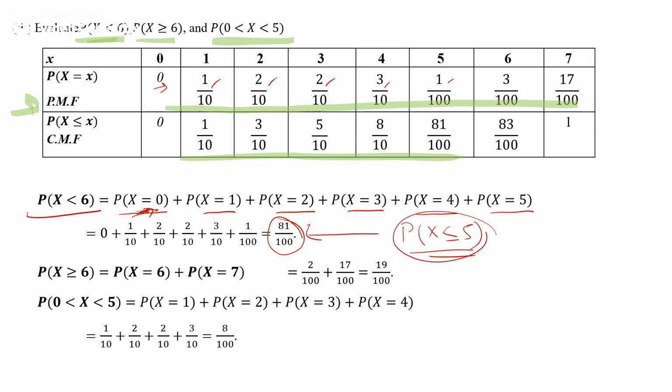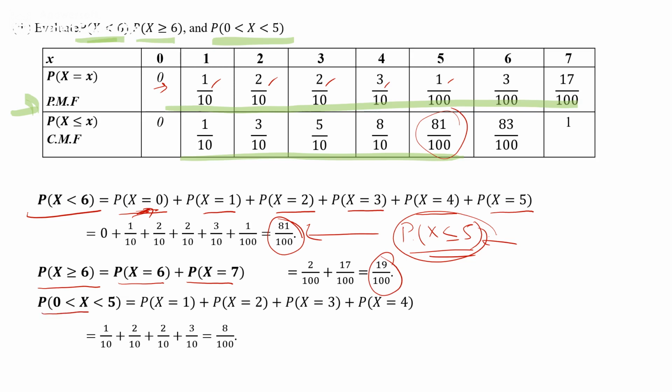So in that case, if we say probability x is less than or equal to 5, it is a type of cumulative mass function which we can directly write from the table. Now if we have to find the probability x is greater than 6, we just add probability x greater than 6 plus probability x is equal to 7, so we obtain 19 by 10.